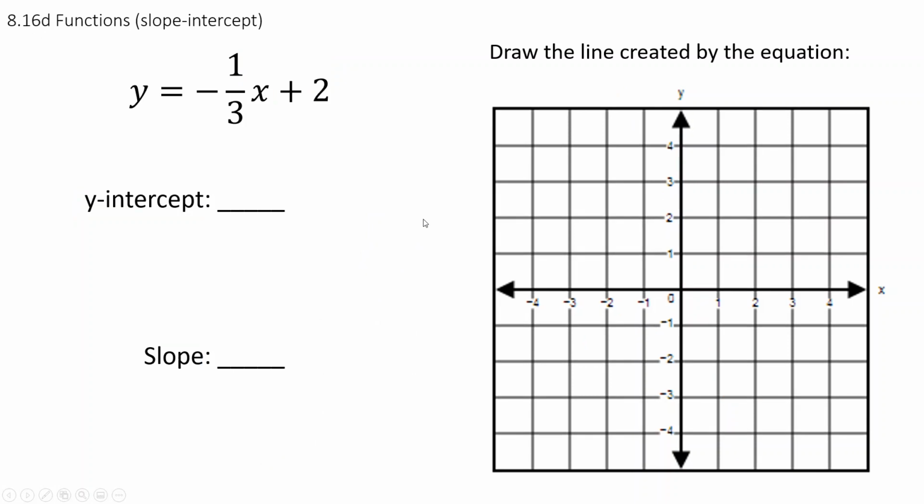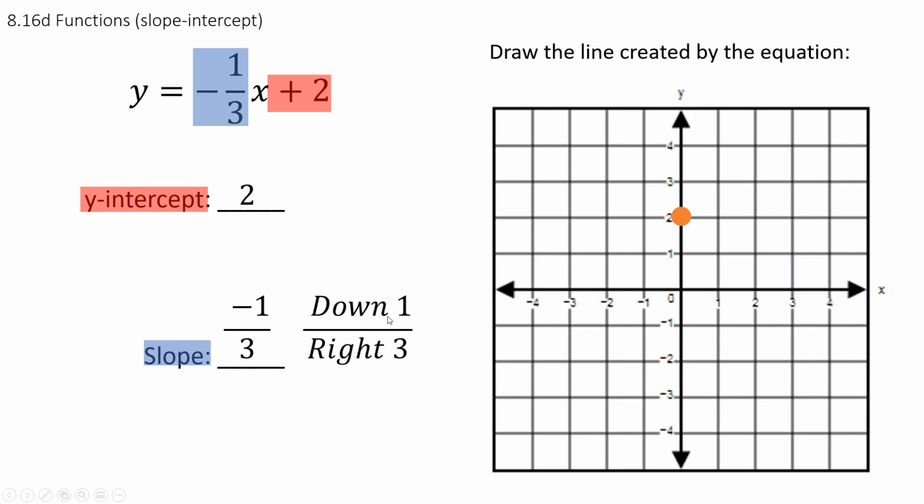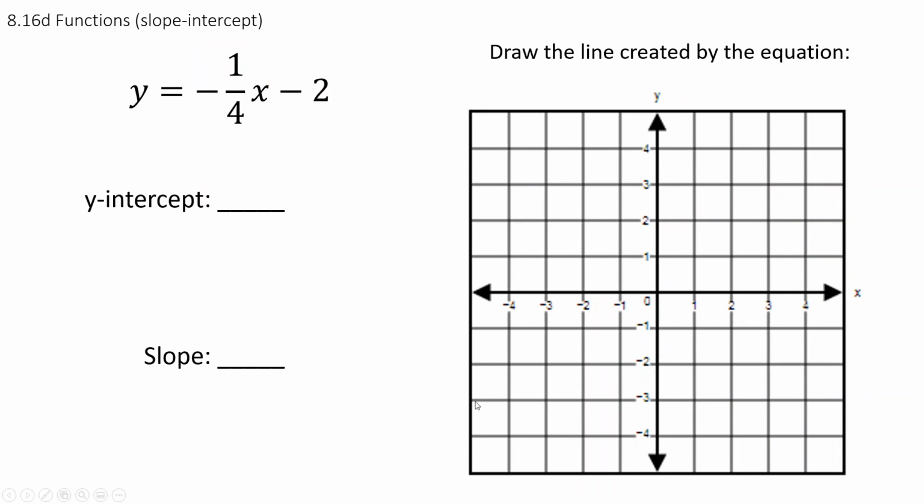We're going to do a few more. We've got y equals -1/3 x plus 2. My y-intercept is 2. My slope is going to be -1/3. I'm going to take that negative and stick it up there with the numerator. That would mean down 1, right 3. And you could also reverse the pattern and think of it like this. You could have even gone up 1, left 3. And there you go. All right.